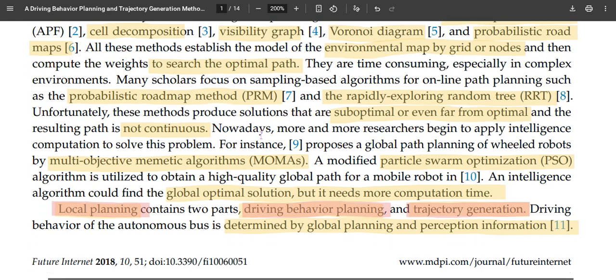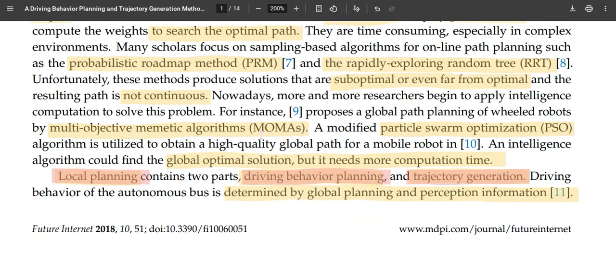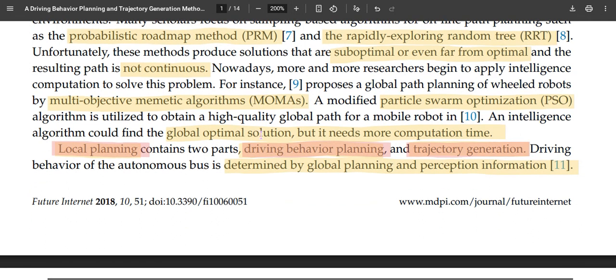There have also been attempts to utilize genetic-style algorithms like particle swarm optimization, and also a memetic multi-objective optimization algorithm, to build global optimal solutions. But the only concern, the bottleneck, would be the high computational cost.